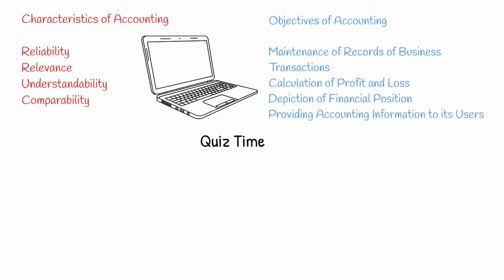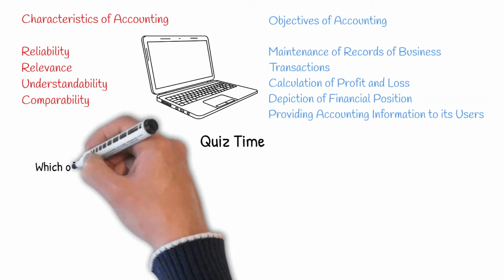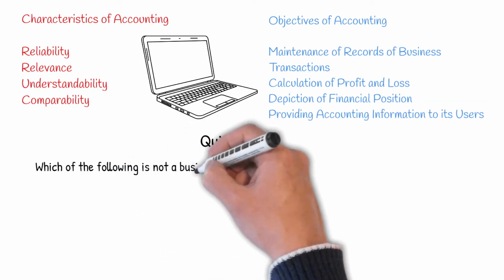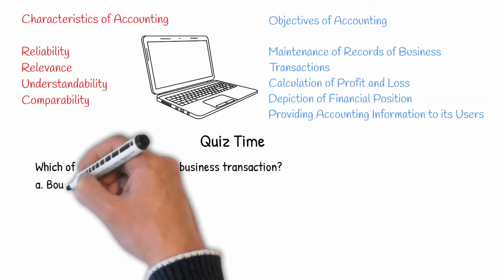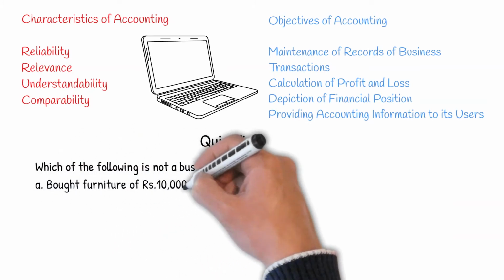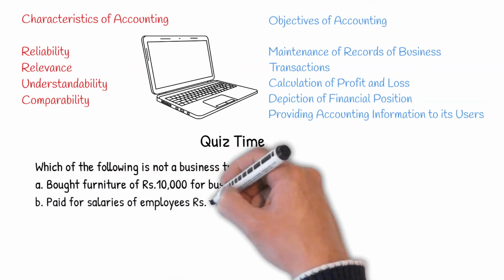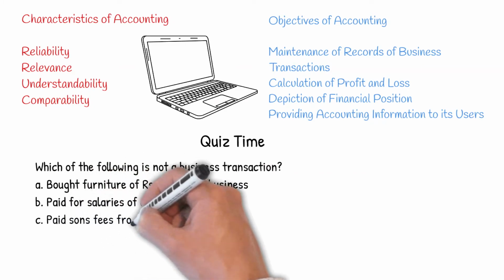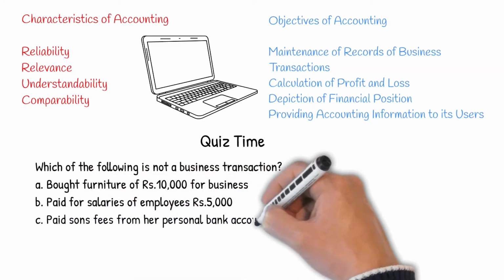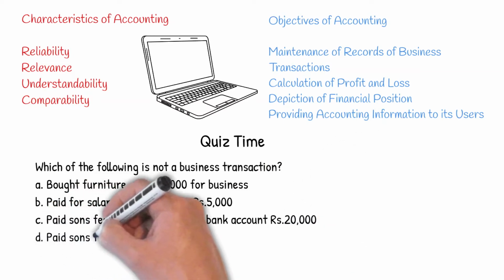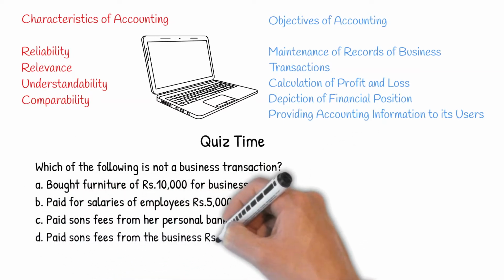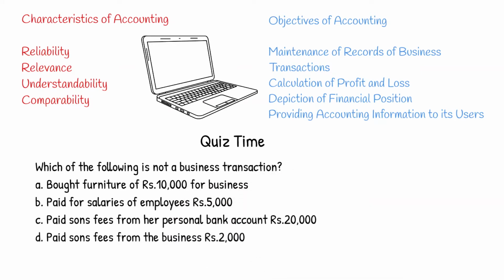Now, let's check your understanding. Which of the following is not a business transaction? A. Bought furniture of Rs 10,000 for business. B. Paid salaries of employees Rs 5,000. C. Paid son's fee from her personal bank account Rs 20,000. D. Paid son's fee from business Rs 2,000. A tip for answering this question is to check whether it is a business transaction and can be measured in monetary terms.